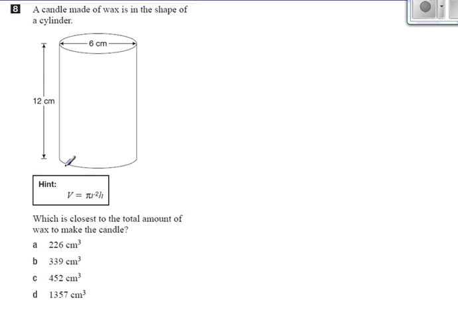A candle made of wax is in the shape of a cylinder. Which is closest to the total amount of wax to make the candle? And they've given you a hint. They've actually told you what the formula for volume is. And it's nice that they do this because the first thing you would have to do otherwise is think, is this a volume or a surface area question? Well, certainly think about holding a candle. A candle is not just a thin little edge of wax, it's a solid chunk of wax. So this is a volume question. And again, the volume is pi r squared h.